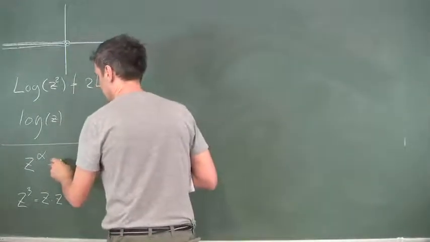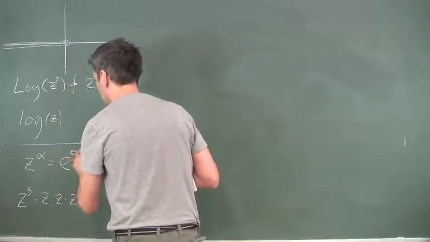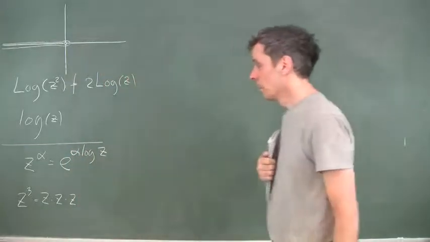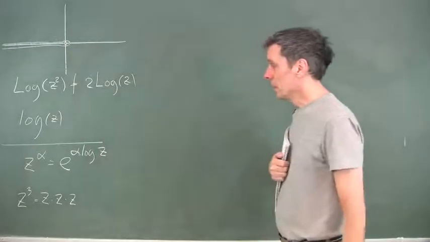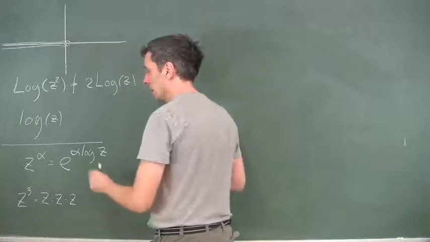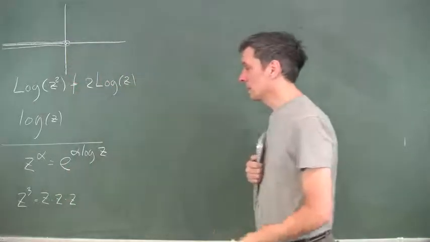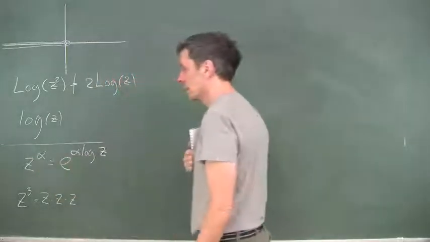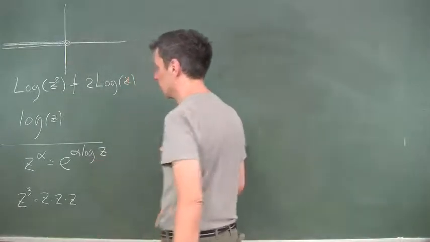And so we can write this as e to the power alpha times the logarithm of z. So here I have used the multi-valued logarithm function, which then means that this can take many different values. So if you just write z to the power alpha, it's not a unique complex number, even if z and alpha are determined. It depends on how you choose your logarithm.